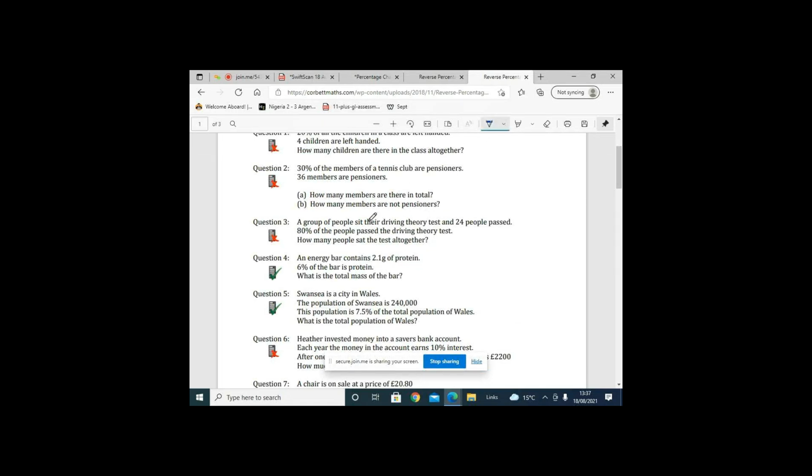Look at this one now. A group of people sit their driving test, and 24 people passed. 80% of people passed. So 24 represents 80%. Just similar to what we did before, 80% equals 24. To find 100%, divide both of them by 8. Then 10% will be equal to 3, then 100% will be equal to 30. Can you try question 2, please?